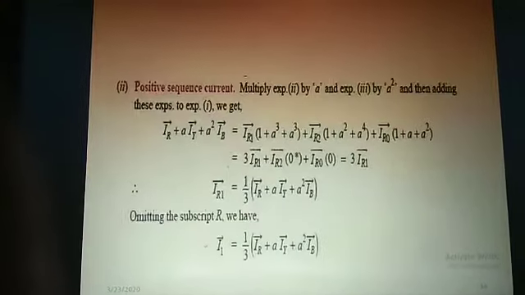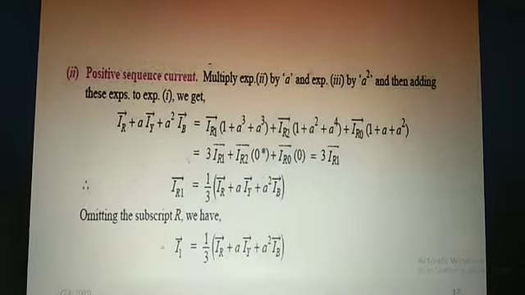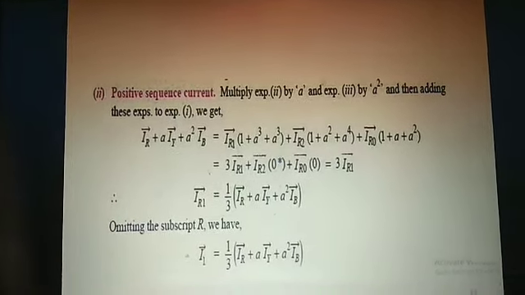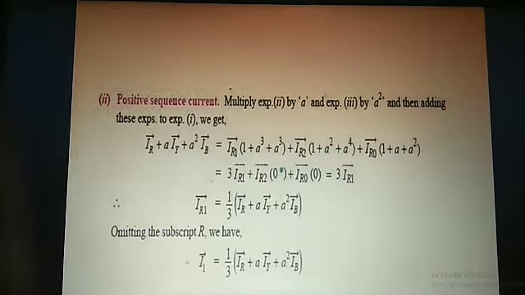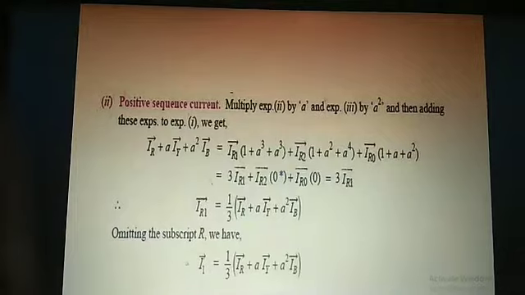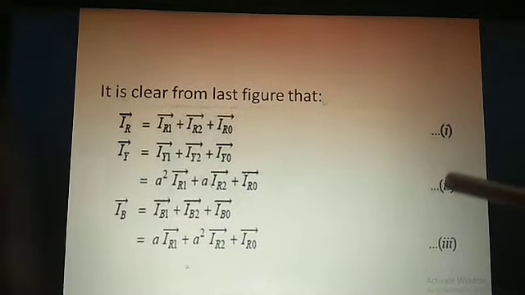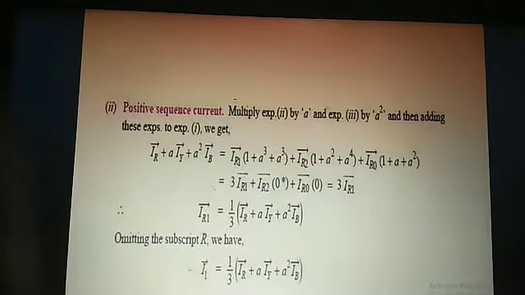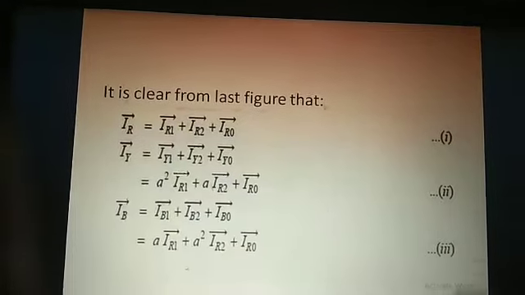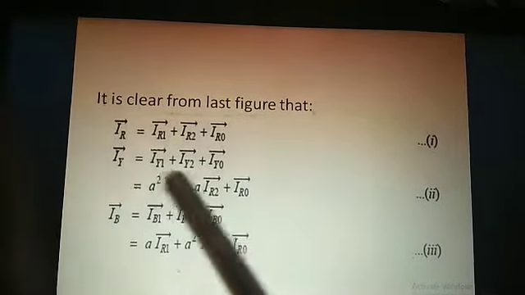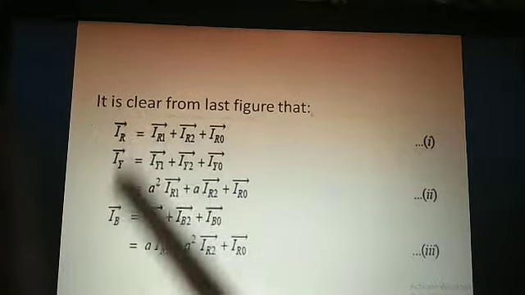Similarly, in this way we can find the value of positive sequence current. So what we have to do for positive phase sequence current? Multiplying expression 2 by A and expression 3 by A square, and then adding these expressions to expression 1, we get. So we multiply equation 2 by A and equation 3 by A square, and then we need to add these three equations.